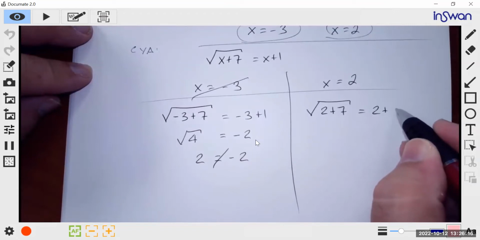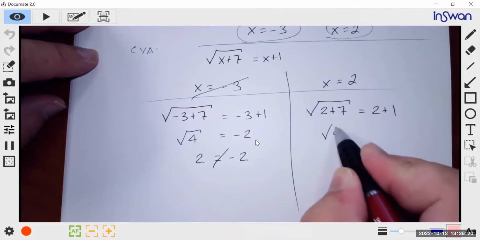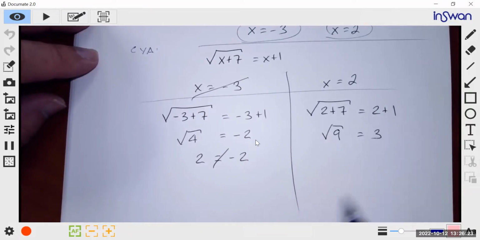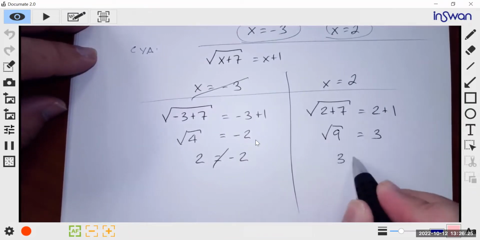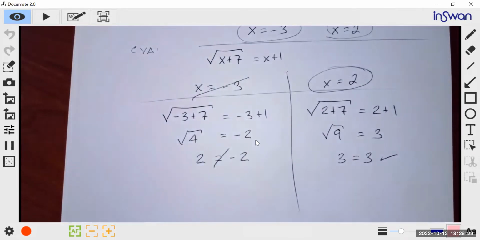Two plus 7, the square root of 2 plus 7 equals 2 plus 1. 2 plus 7 is 9 equals 3. Square root of 9 is 3. So the only answer we have is x equals 2.